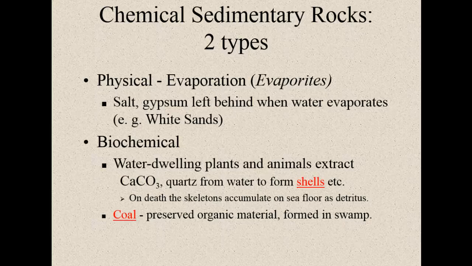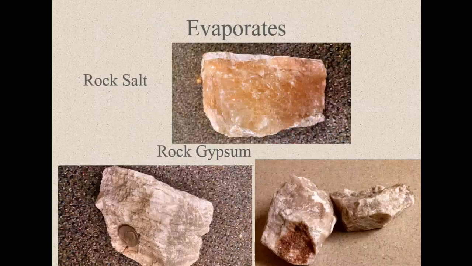Once they evaporate out and are deposited as a rock, then we refer to them as rock salt or rock gypsum. The biochemicals come from water-dwelling plants and animals that extract the calcite, which is the calcium carbonate, and quartz from the water to form their shells. On death, the skeletons accumulate on the seafloor as detritus. Another type of biochemical would be something like a coal. This is preserved organic material formed in a swamp.